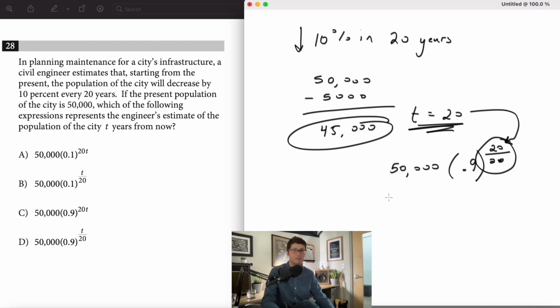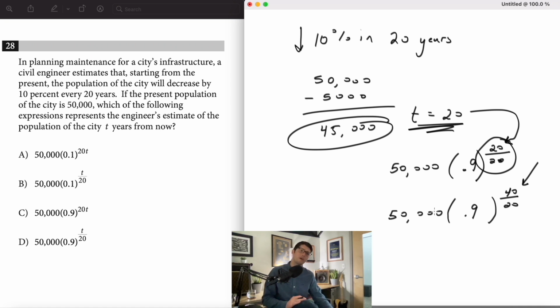By the way, what happens the next 20 years? Well, if T was 40 years, this would happen twice, right? T would then be 40. And you would have 40 over 20, which is 2, means you would multiply by 0.9 2 times, meaning you would lose 10% 2 times.